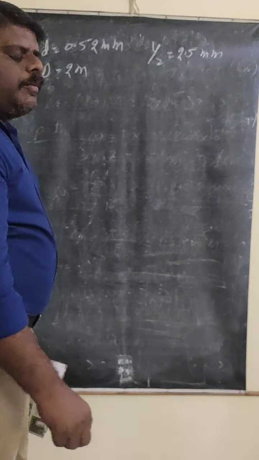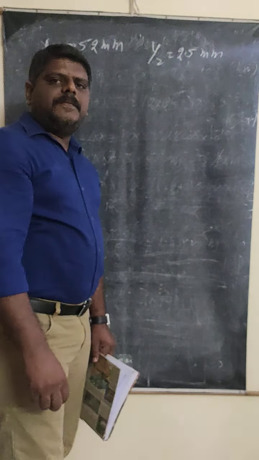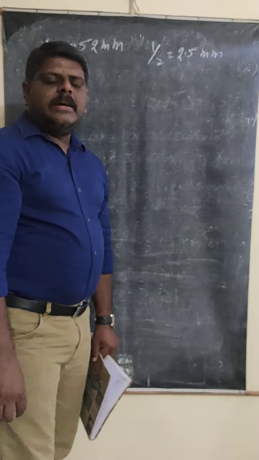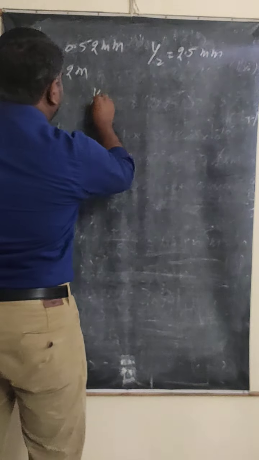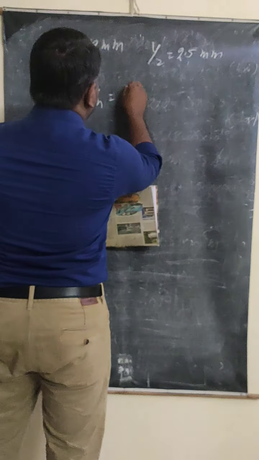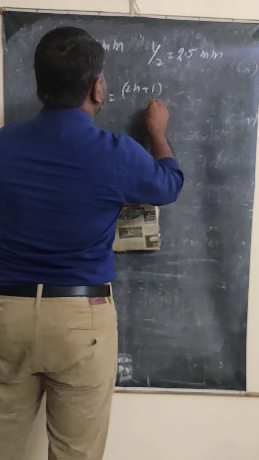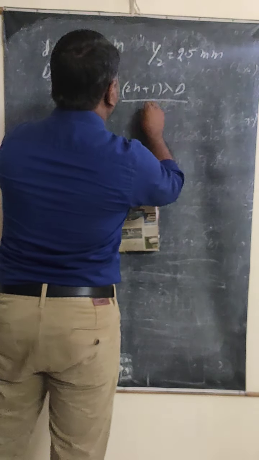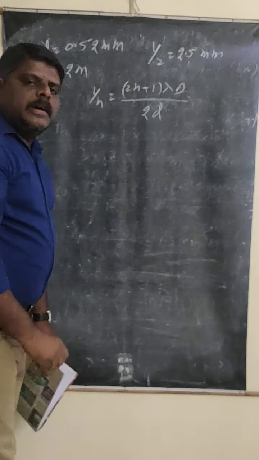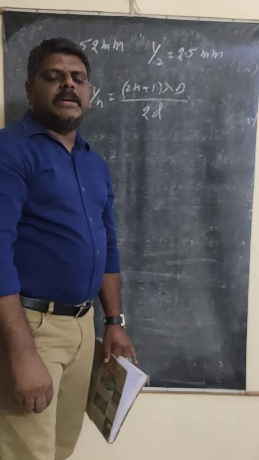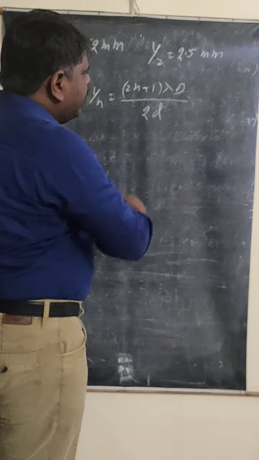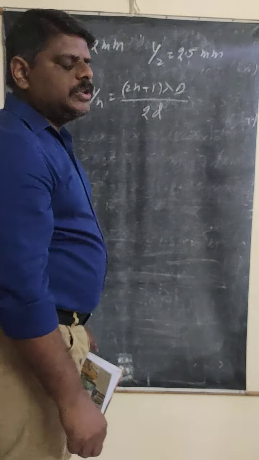Now, what is the formula you have to use? You have to use the distance of the nth dark band formula. The distance of the nth dark band, Yn, is equal to (2n plus 1) into lambda into capital D, divided by 2 into small d. This is the distance of the nth dark band from the central bright fringe.